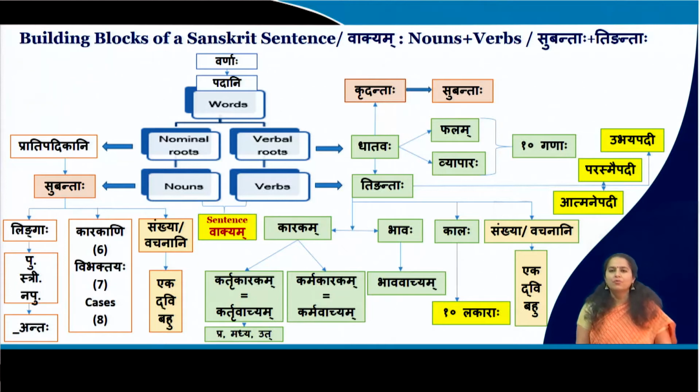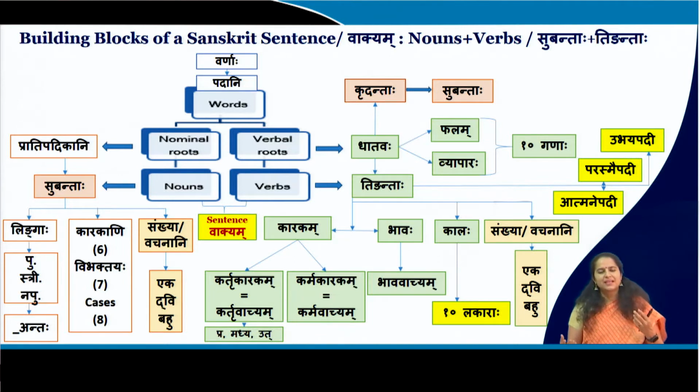So this is an overview of the Sanskrit sentence, and we've been focusing on the Subantas. We've done that already, and last time we were looking at the 10 ganas. In today's section, we're going to be looking at the 10 lakaras and how they are a part of the Atmanepadi conjugation or the Parasmaipadi. But what we are going to be looking at is one verb, the verb pach in particular, that is an Ubhayapadi verb. It can be conjugated in the Atmanepadi as well as in the Parasmaipadi.